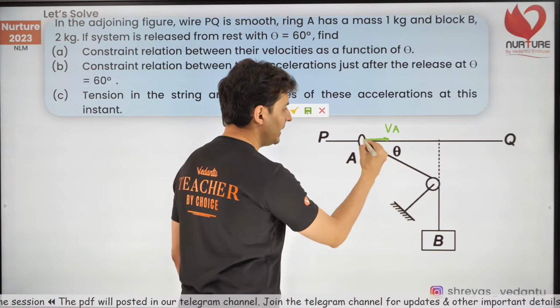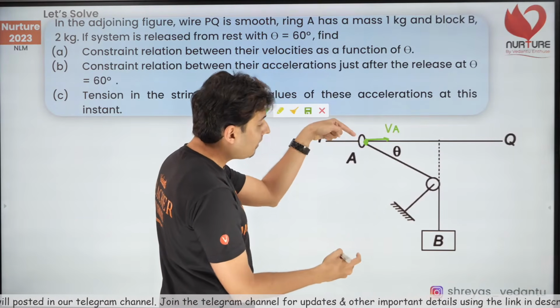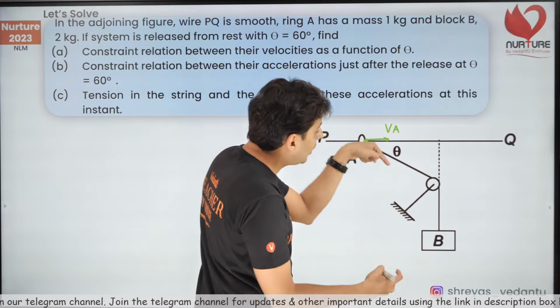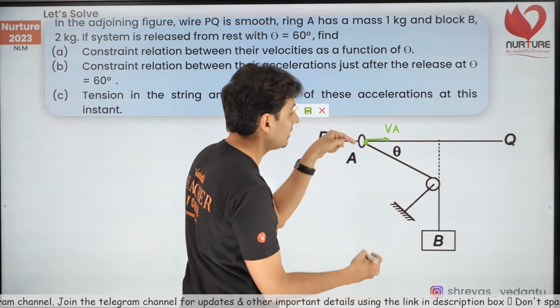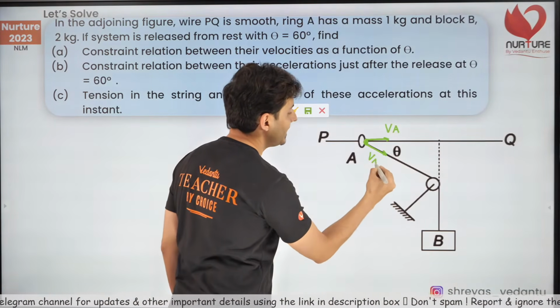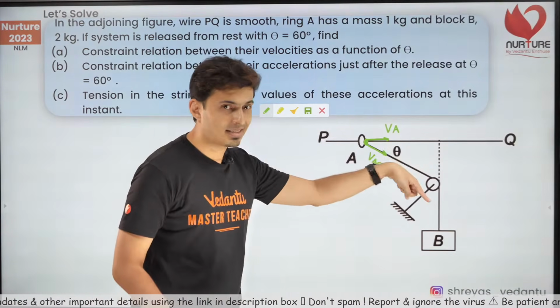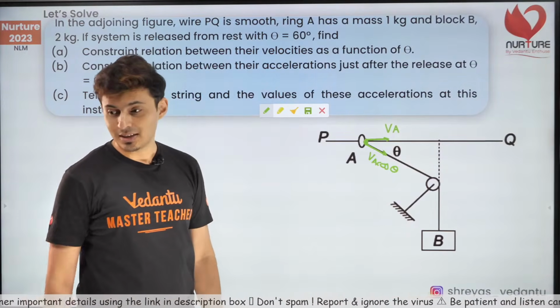Isn't this the end point? What is the velocity of that end point along the string? This is theta. So the velocity along the string, won't it be VA cos theta? Because that is what is important.